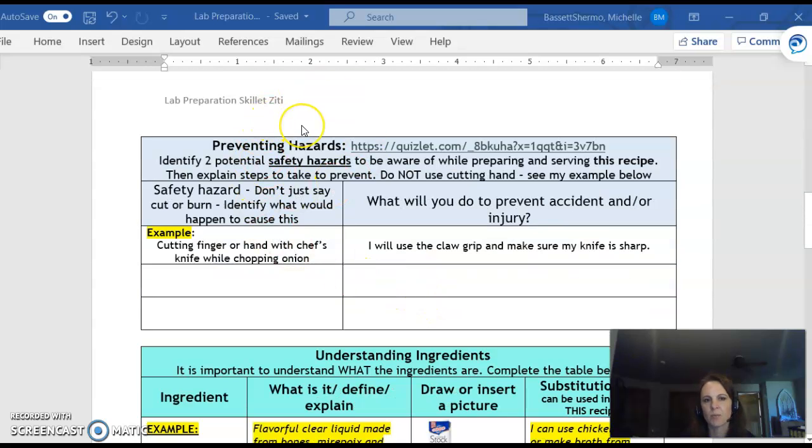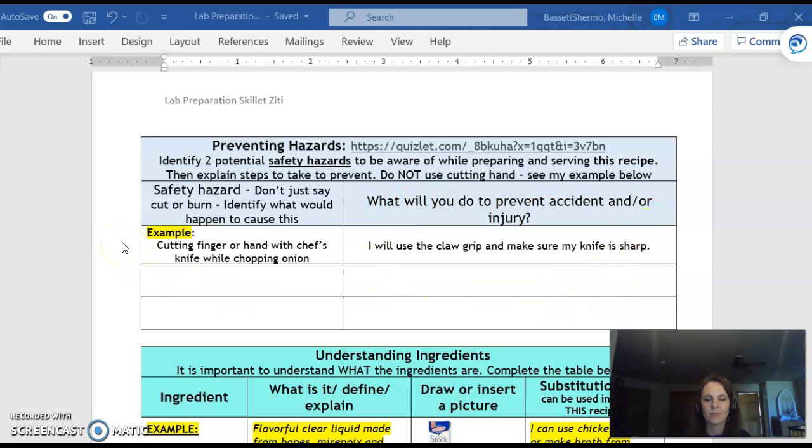The next part talks about preventing hazards. These are preventing accidents and injury. So again, it says right here, looking at things like slips, trips, falls, burns, cuts, electrocution, any of those things. So what could happen in the process of preparing the skillet ziti? And then what are you going to do to prevent that from happening?